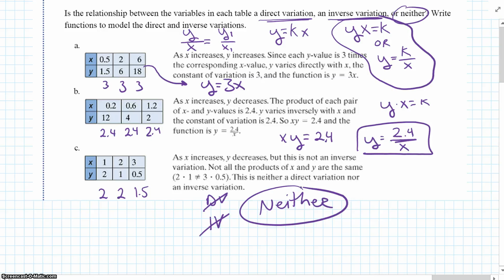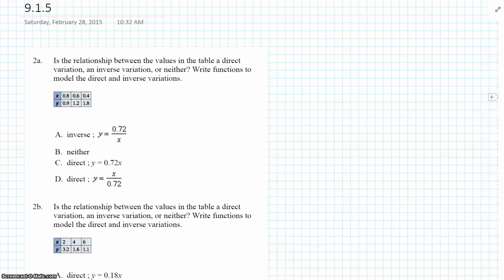Make sure you understand that. If x and y multiply together and it gives you a constant, the same number every time, it's an inverse relationship. If x over y or y over x is the same number every time, it's a direct variation. And if neither works, it's not a variation at all.